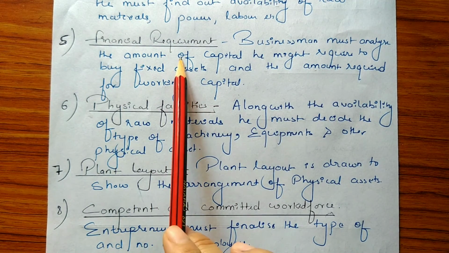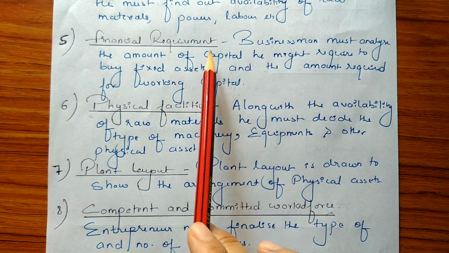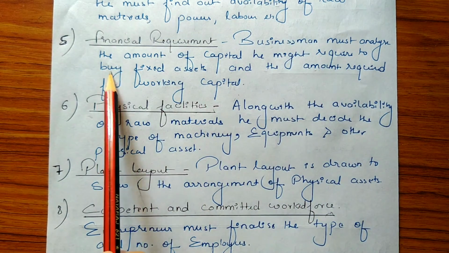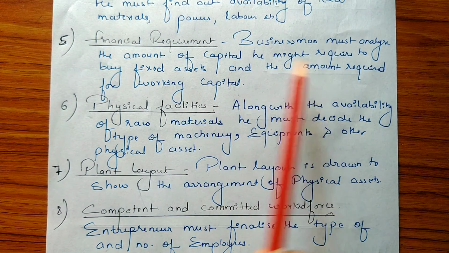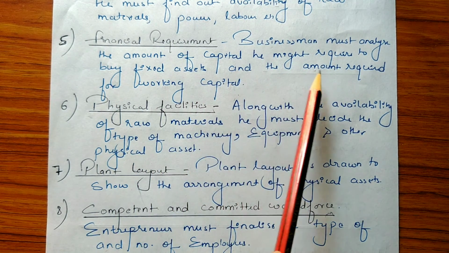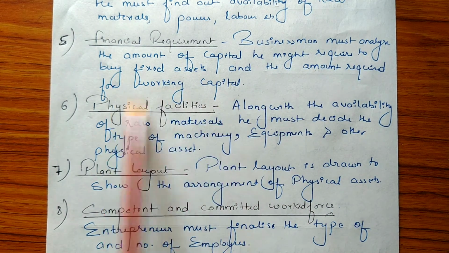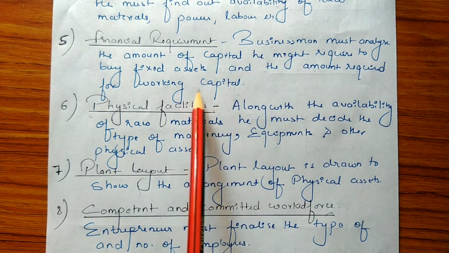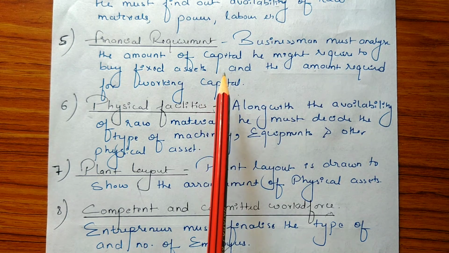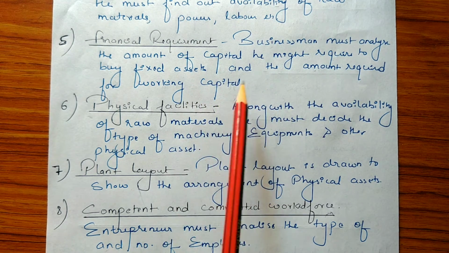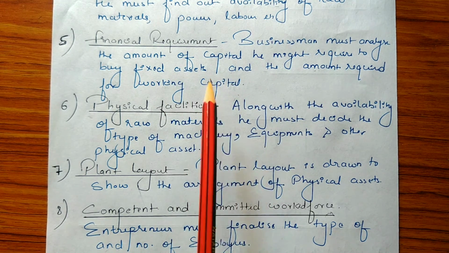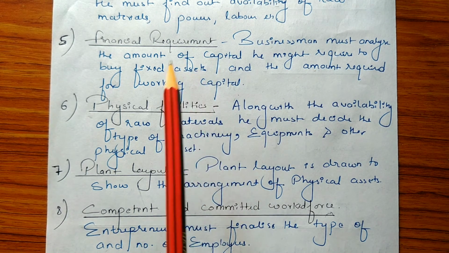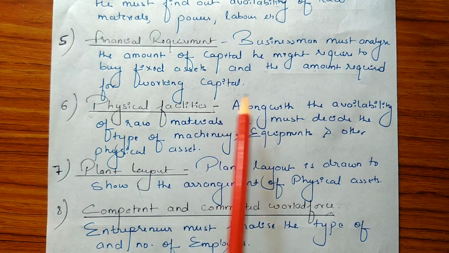Next is financial requirement. Now, after deciding the form of business organization, the businessman must analyze the amount of capital he might require to buy fixed assets and the amount required for working capital. Working capital means the amount required to buy current assets. Now, after estimating the financial requirement, he must also finalize the various sources from where he will arrange that amount. That is, whether he will take a loan or issue shares or debentures, etc.